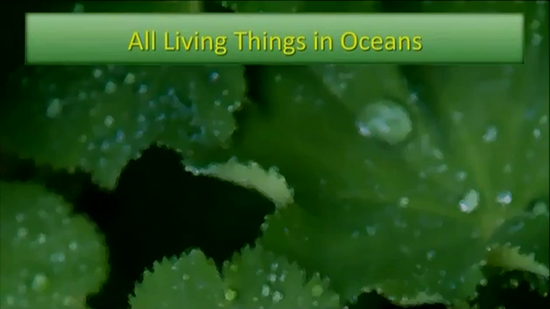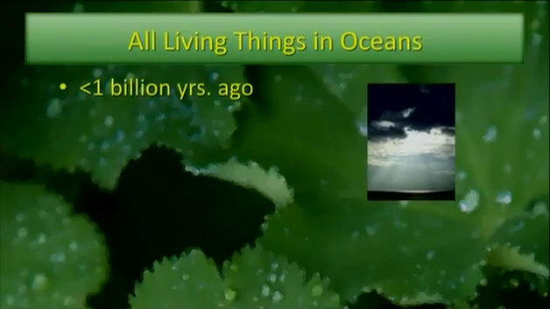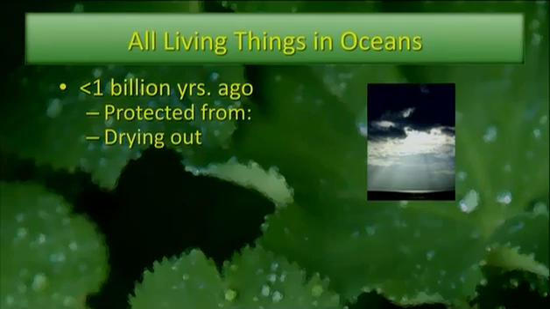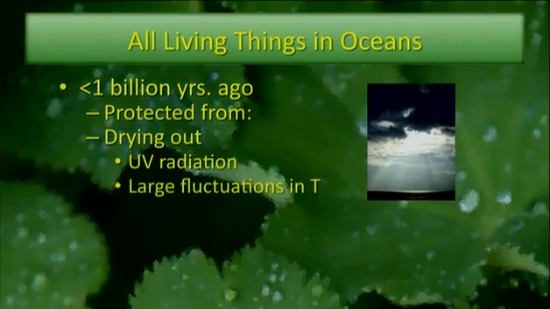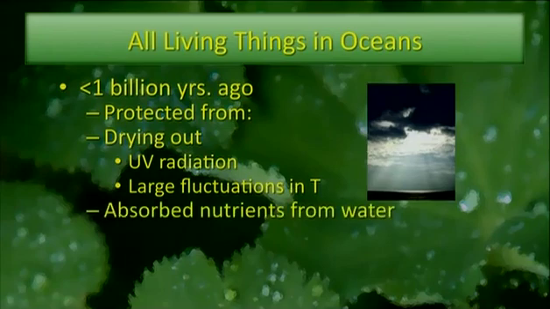So all living things used to live in the oceans less than 1 billion years ago. In the oceans, they were protected from drying out. They were protected from UV radiation. They were protected from large fluctuations in temperature, because remember water is something that mediates temperature. And the living things absorbed the nutrients directly from water for the most part.